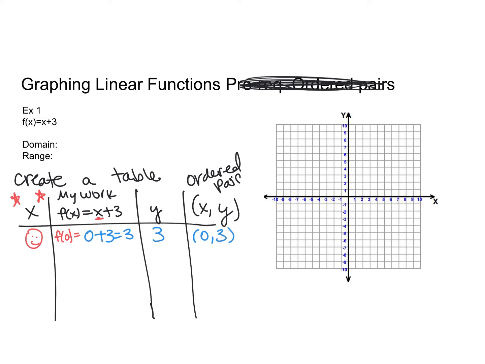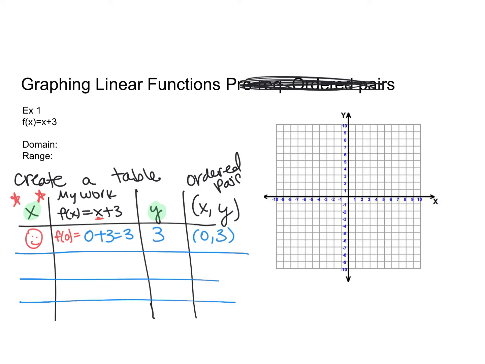So I'm getting my ordered pair essentially from those 2 values. The number I pick, and then I plug it in, and I get that dependent variable, which is y. Some people don't need that middle column. They don't really have to show work because they do it in their head. But I like to show all of my steps for you guys.